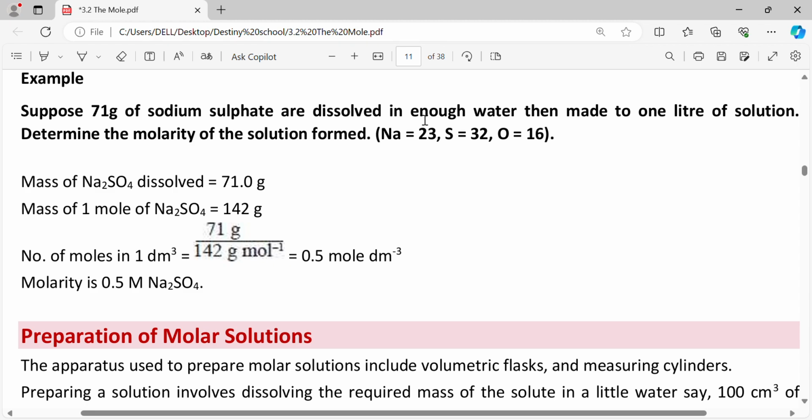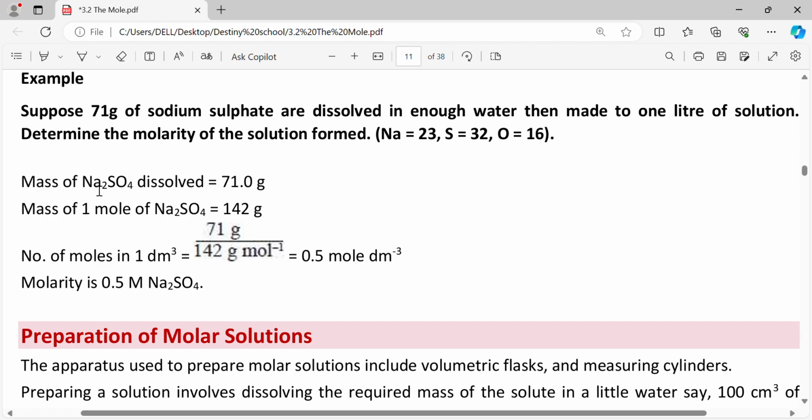Determine the molarity of the solution formed. Then you are in the bracket, you have been given the respective molar masses of these elements. Sodium has a molar mass of 23, sulfur has a molar mass of 32, oxygen has a molar mass of 16.